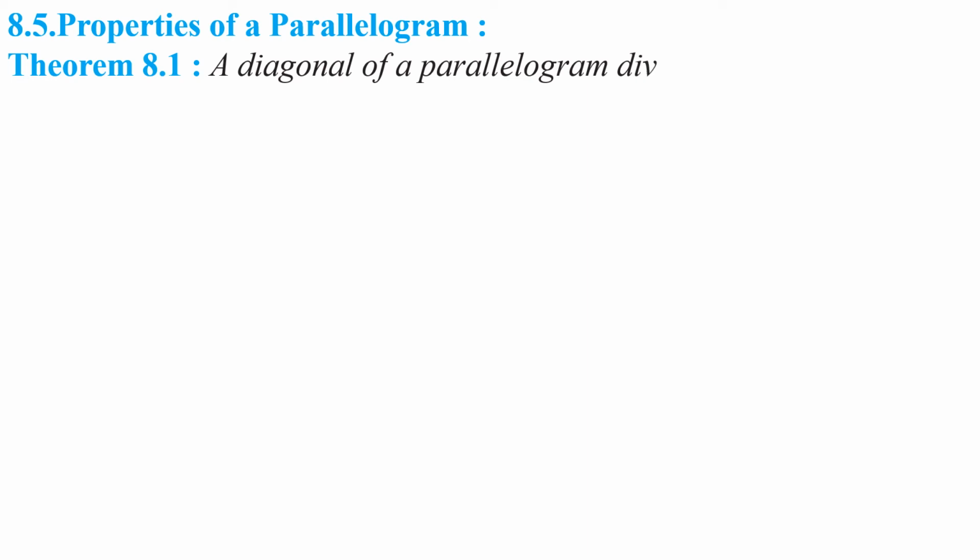See here, theorem 8.1. A diagonal of a parallelogram divides it into two congruent triangles. This is one of the properties of a parallelogram. A diagonal of a parallelogram divides the parallelogram into two congruent triangles.